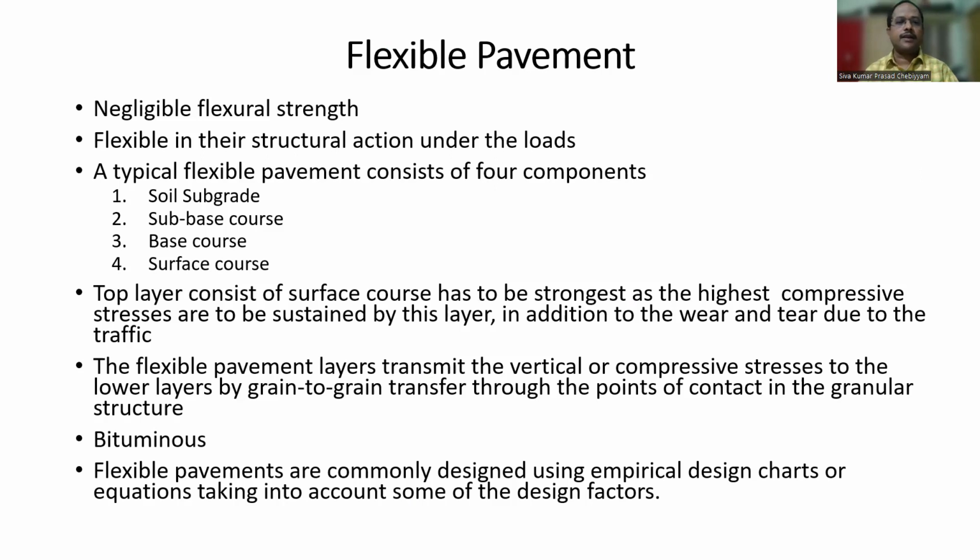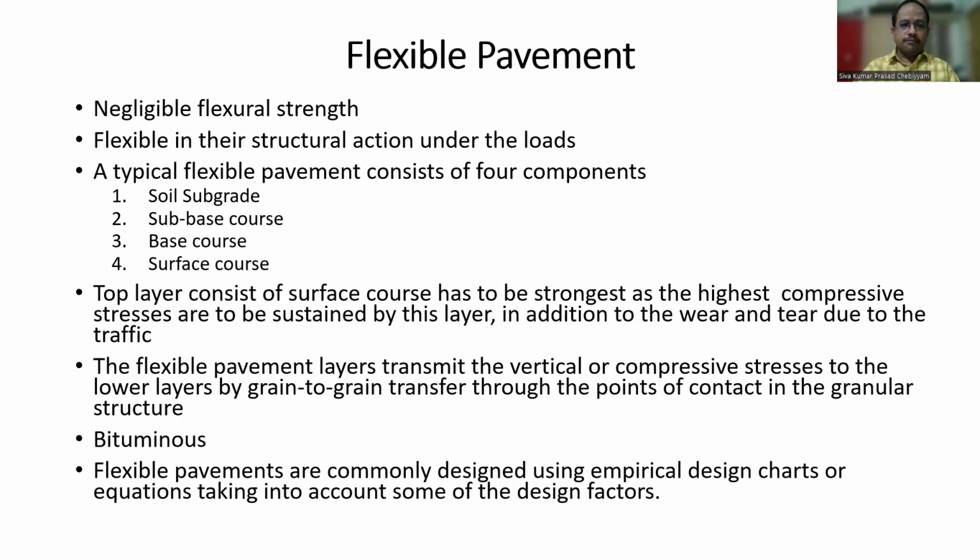Typically, flexible pavements have four surfaces. If you take a cross section, namely soil subgrade, this is the bottommost layer of rich soil, and a sub-base course on top of it, a base course, and one surface course or a wearing course. Now this top layer will take up the compressive stress and mechanical wear and tear.